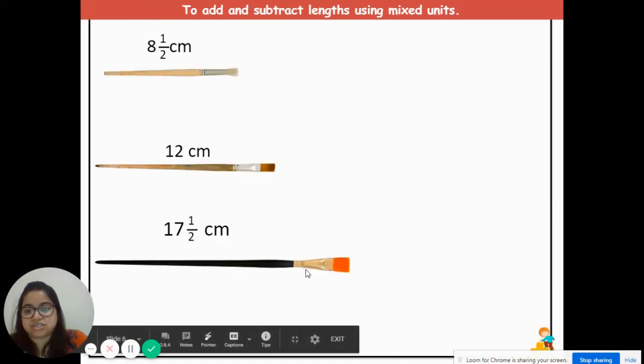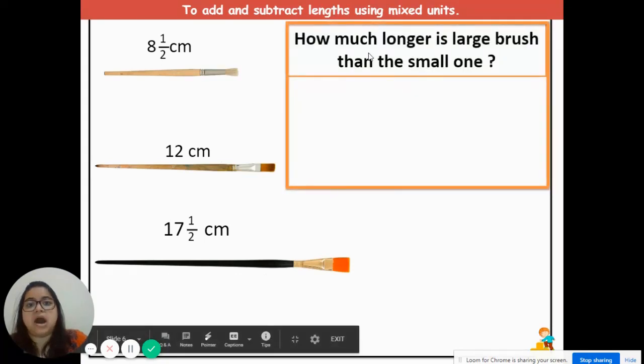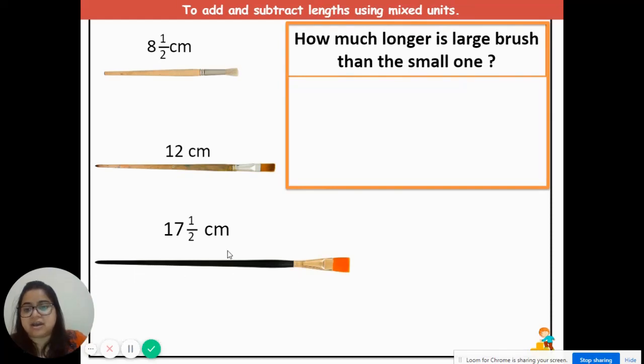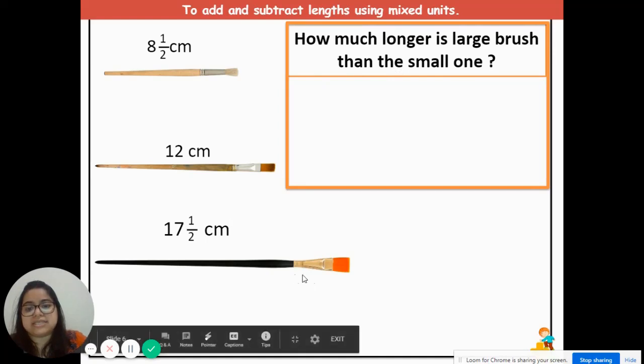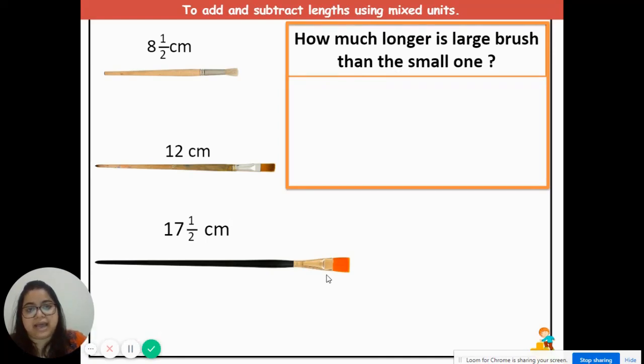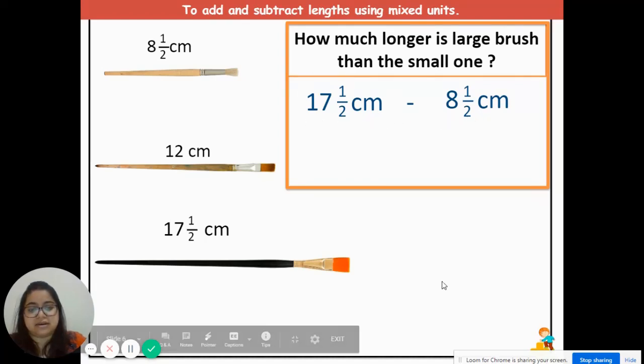Now let's see this question. We have three brushes of different length. Okay. Now, how much longer is the large brush? The large brush is 17.5 centimeters, while the small brush is 8.5 centimeters. We want to know how much longer this brush is. So, what are we supposed to do? Add or subtract? We have to subtract. We will write the two lengths, alright? And let's take a ruler to see how to subtract 8.5 from 17.5.